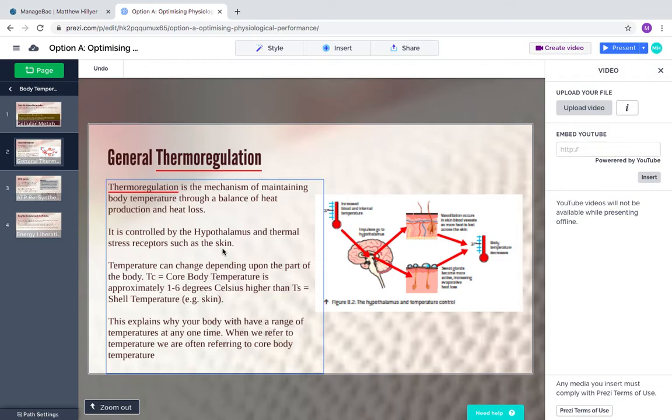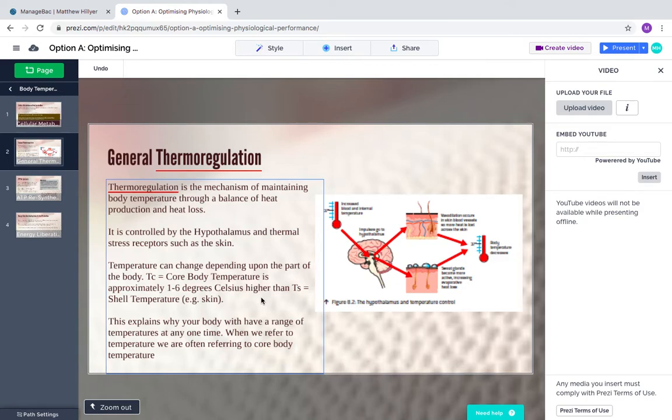So you can see the whole thermoregulation is really controlled by the hypothalamus and in response to these stress receptors. Okay. Please note that when we talk about temperature and thermoregulation, we generally tend to have two types: core temperature, core body temperature, normally TC, and then TS, which is more shell temperature, like your skin.